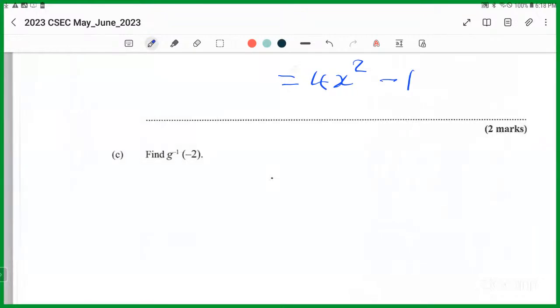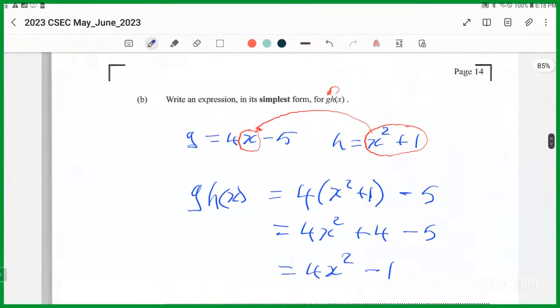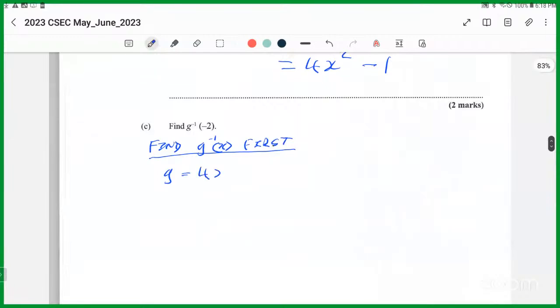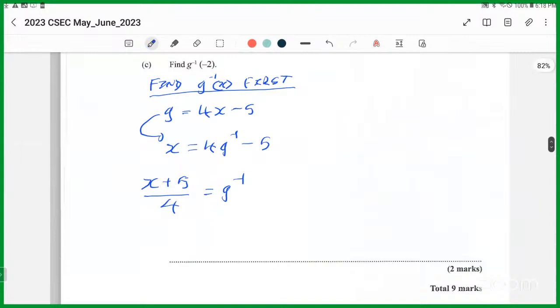We're going to find g to the minus 1 of x first. That's the method we're using first. You want to say p equals g of x, inverse it, g becomes x, and the x becomes g to the minus 1 minus 5. And we're trying to make this the subject. If you move the 5 over, it becomes x plus 5, divided by 4. That is g to the minus 1. This is g to the minus 1 of x now. You have to put back the of x now.